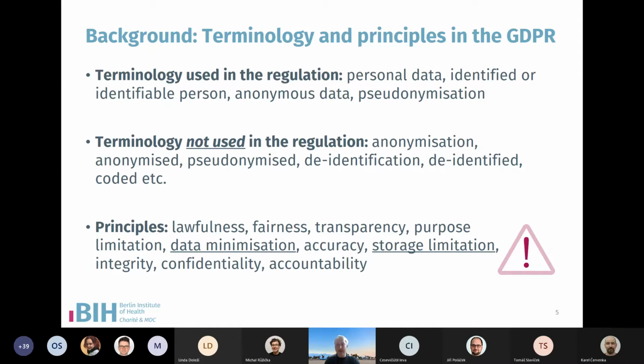For example, data minimization, which means that you should only process the data items, the amount of data, that is actually needed for a certain processing purpose. Anonymization can be a tool to achieve that, but also things such as storage limitation, for example, and to some degree, confidentiality of data.